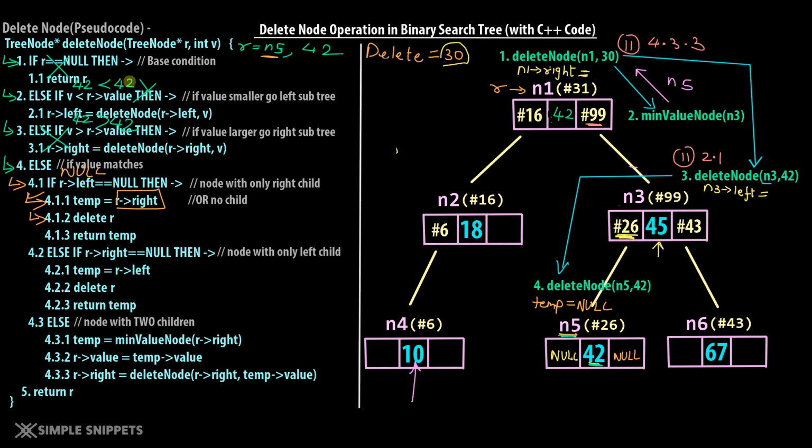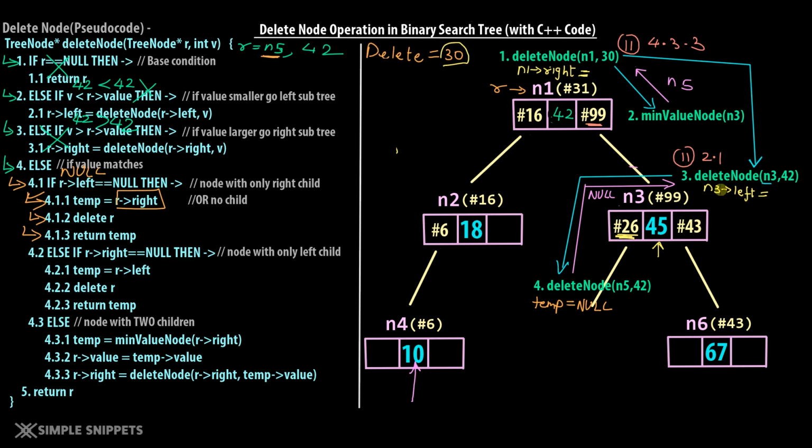You'll delete R. So you'll completely delete n5. Because R is n5. Remember that R is n5 right now. So you've deleted n5 and at step number 4.1.3 you'll say return temp. Temp has null. So when you say return temp, it will be returned from this fourth delete node function to the calling function. And who had called this delete node? It was called by the third delete node. So you'll go back and you'll return temp. So null will be returned.